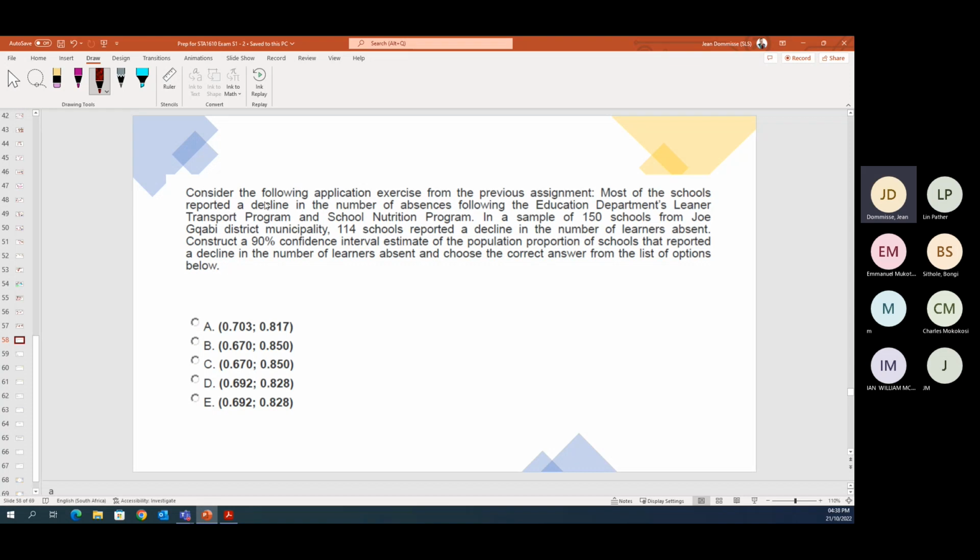So consider the following application exercise from a previous assignment. Okay, we don't have it. Most of the schools reported a decline in number of absences following the education department. In a sample of 150 students, from Joe Harvey's district municipality, 114 schools reported a decline. And then 90% confidence interval.